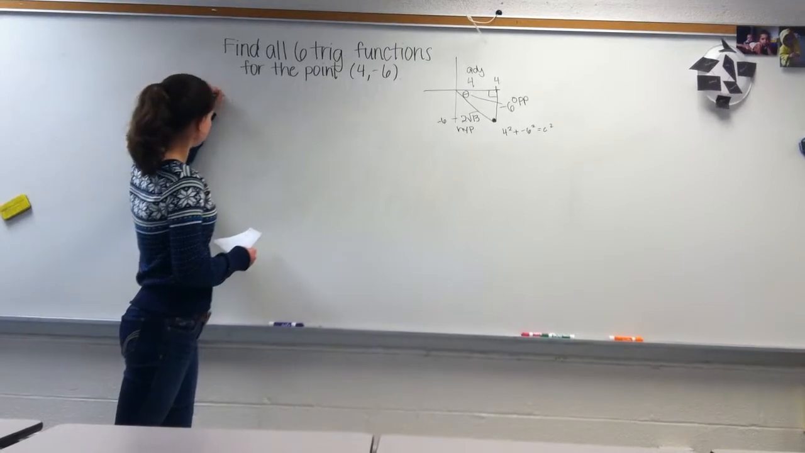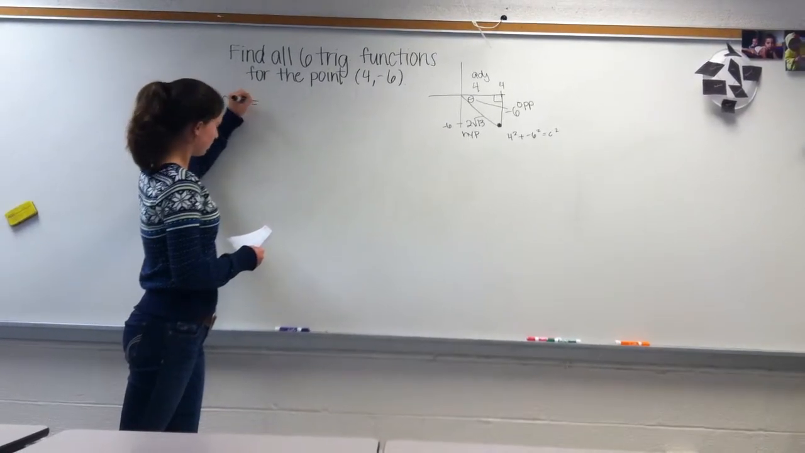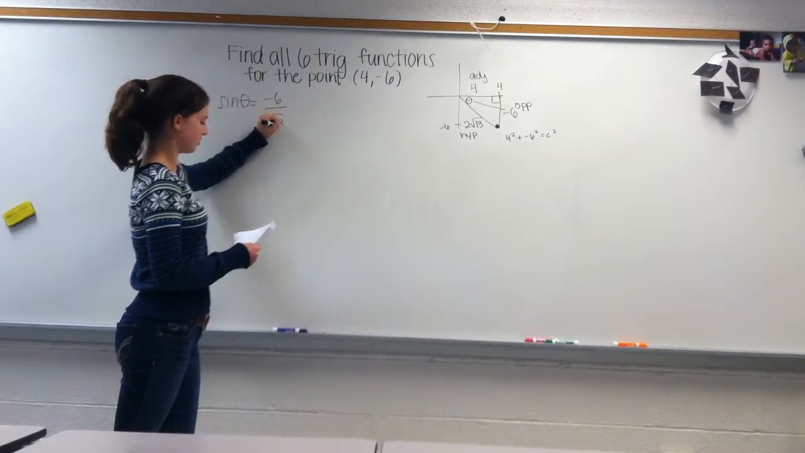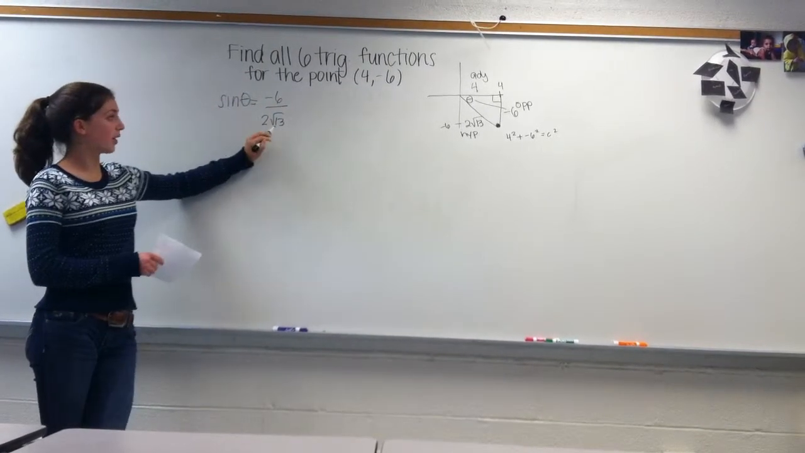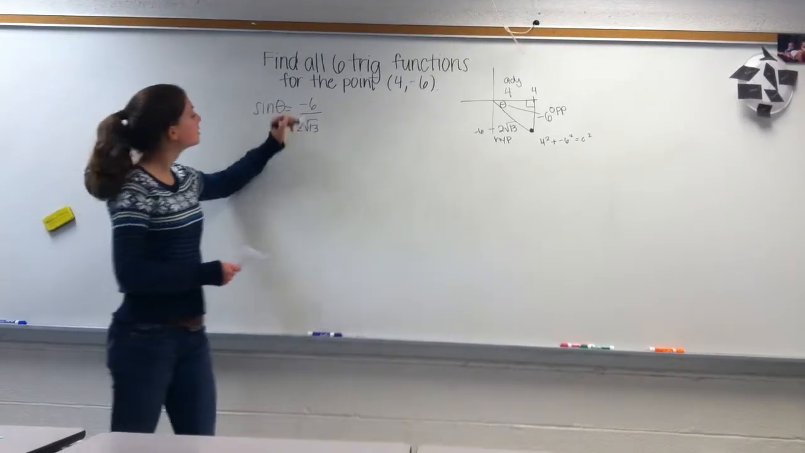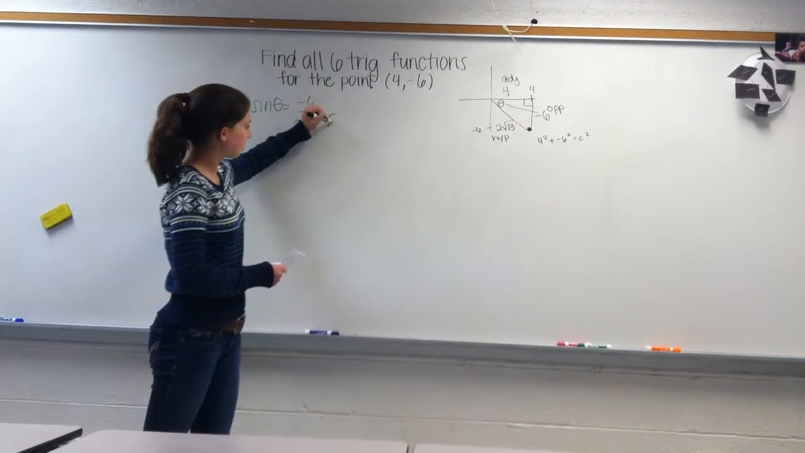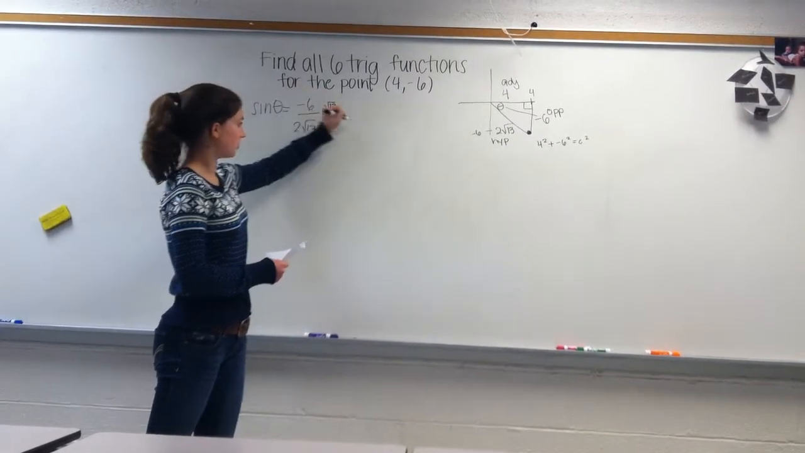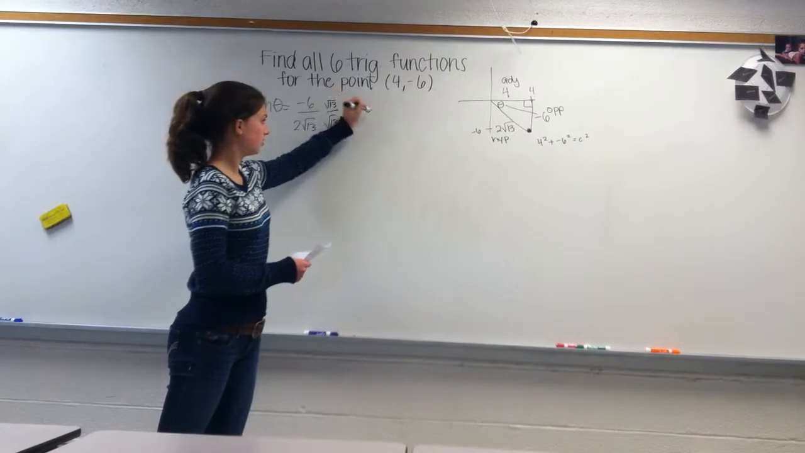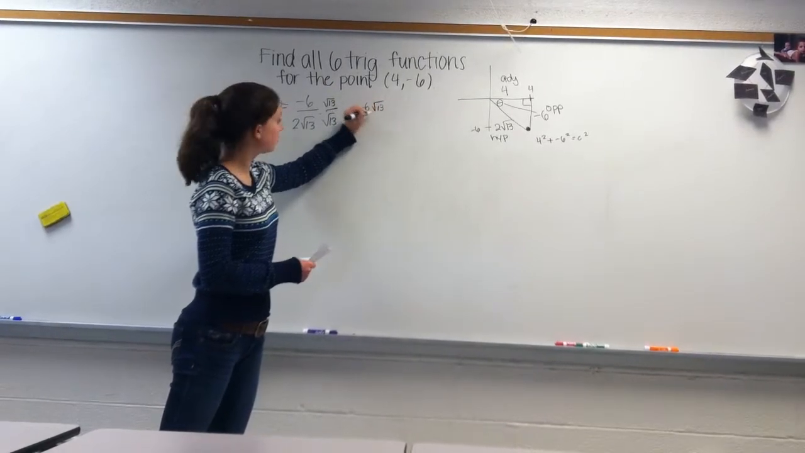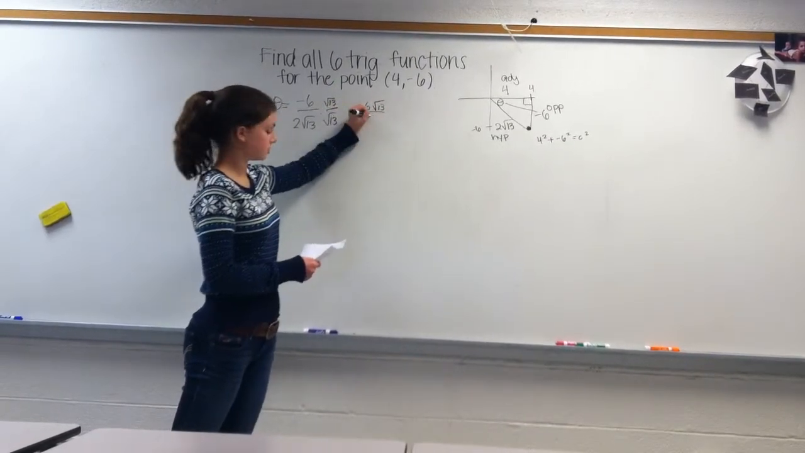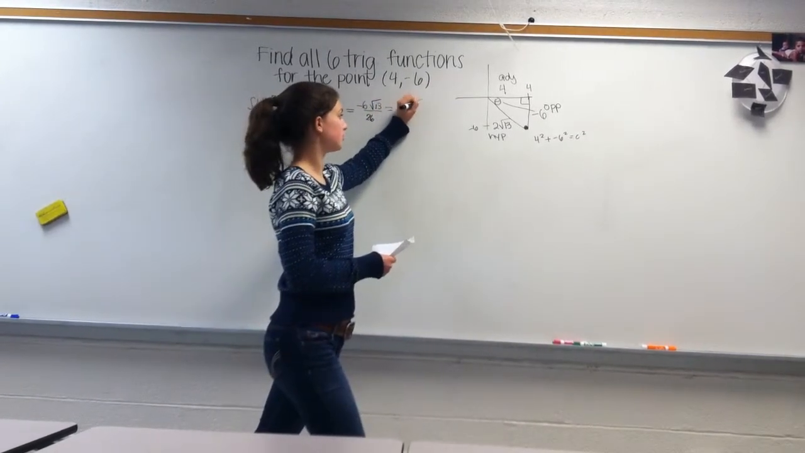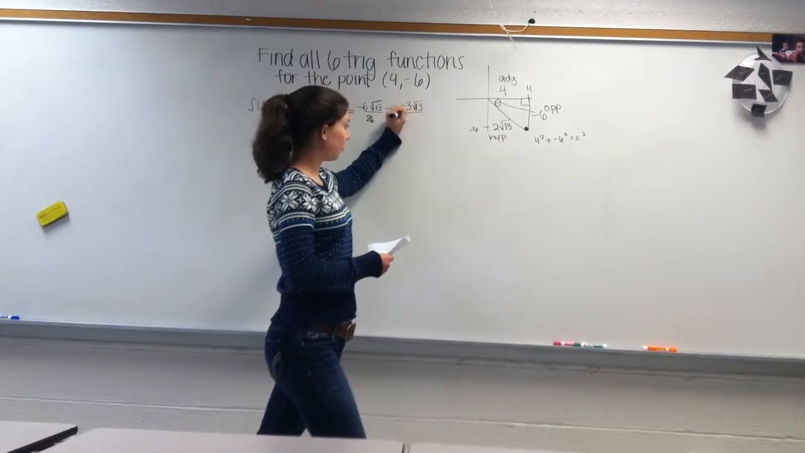First, we'll do sine, which equals -6 over 2 times the square root of 13. Because we have a square root on the bottom, we have to rationalize. So we'll multiply the top and the bottom by the square root of 13 to get -6 times the square root of 13 over 2 times 13, which is 26, which will simplify to -3 square roots of 13 over 13.